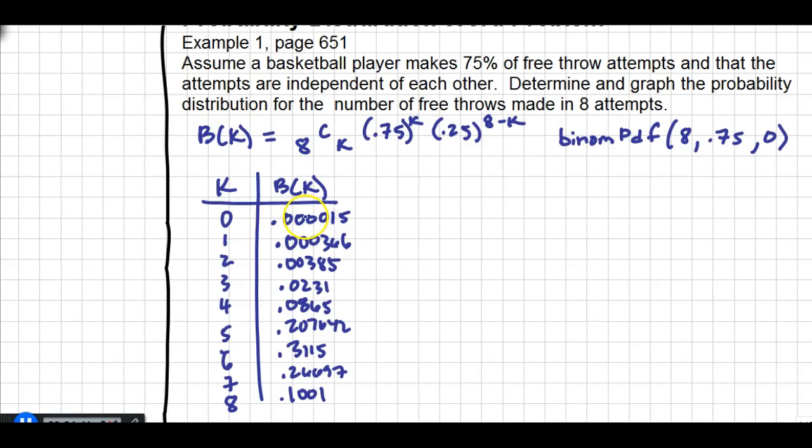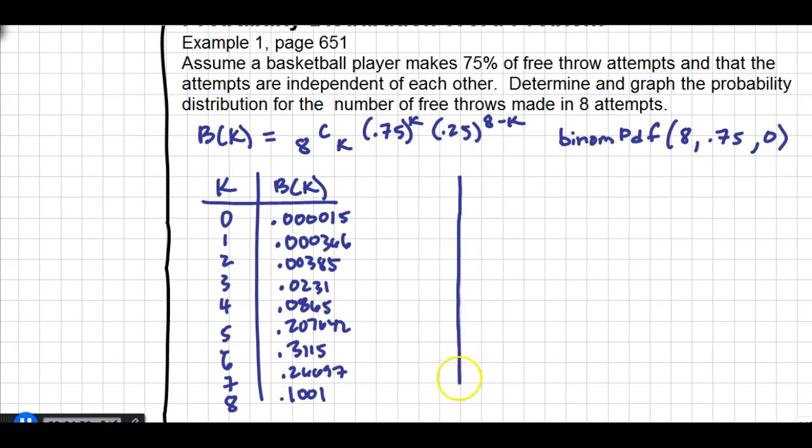Keep in mind that when you're typing in the table, I don't really care what you round to, but it would be preferable if you didn't round at all. I know I did do a little bit of rounding here just for time's sake, but typically you just type in what you're given, and then we're just going to graph these.